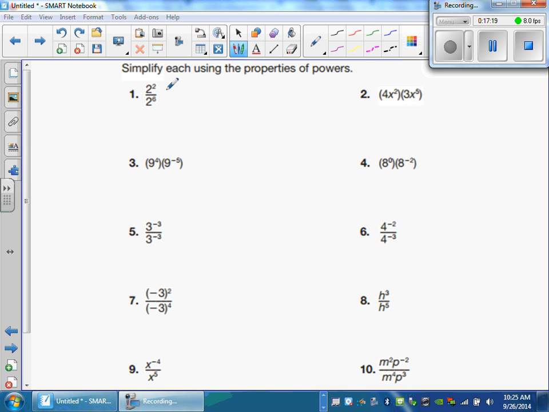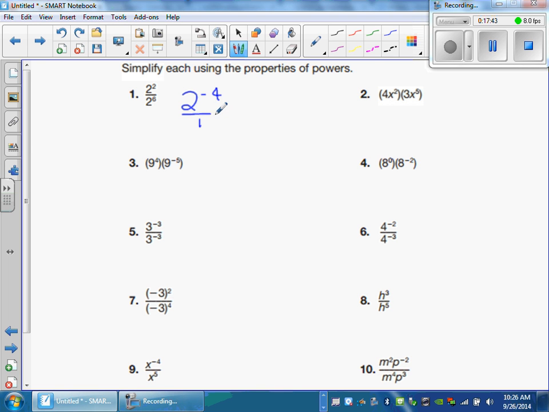Again, you'll notice that this is a quotient problem. I have the same bases, and they're being divided. That means I'm going to subtract my exponents. So I will have 2 to the negative 4th power. Remember that this is not a simplified answer. You cannot have negative exponents as a simplified answer. This is technically 2 to the negative 4th power over 1.